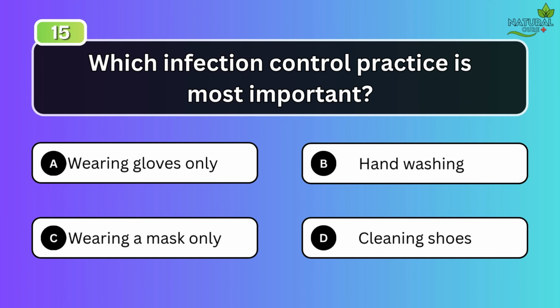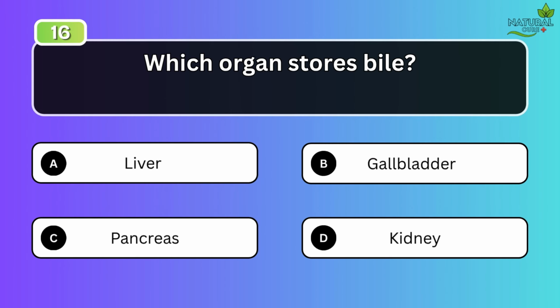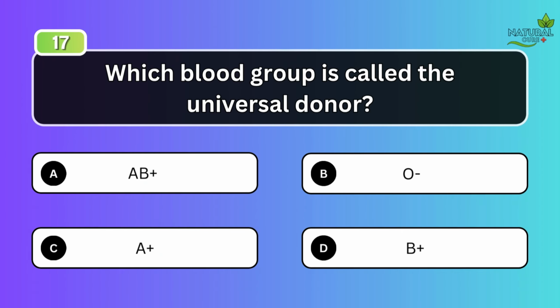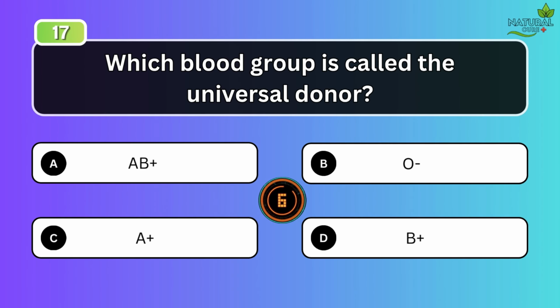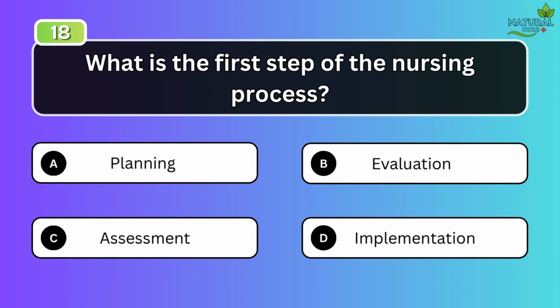Which infection control practice is most important? Which organ stores bile? Which blood group is called the universal donor? What is the first step of the nursing process?